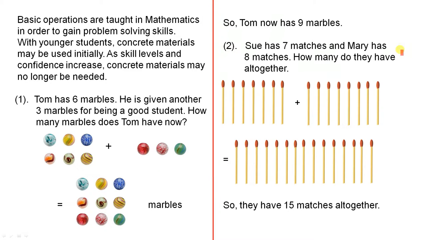Number 2. Sue has 7 matches and Mary has 8 matches. How many do they have altogether? Now if you read the sum carefully, that is an addition sum. So here are your 7 matches and here are the 8 matches. When you put them together and you count them, you get 15 matches altogether. So this is what you do when you use concrete materials, that is, materials that you can see and you can feel and you can manipulate and move around. So when you do that and you count those matches individually, there are 15 of them.